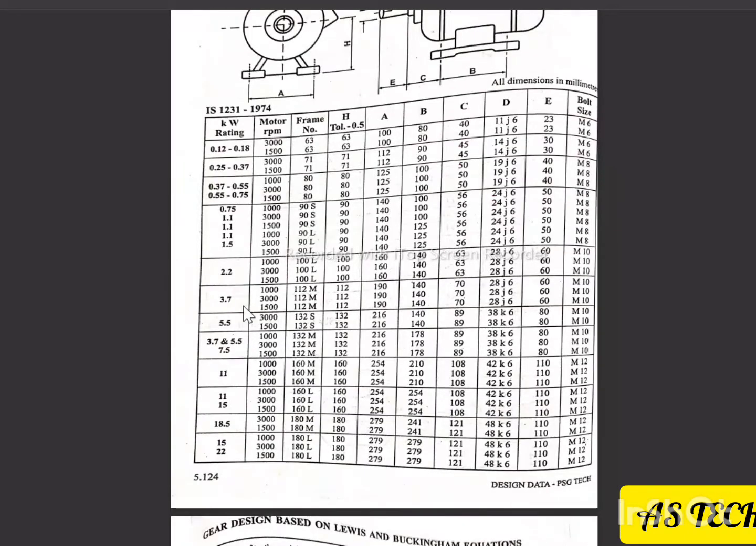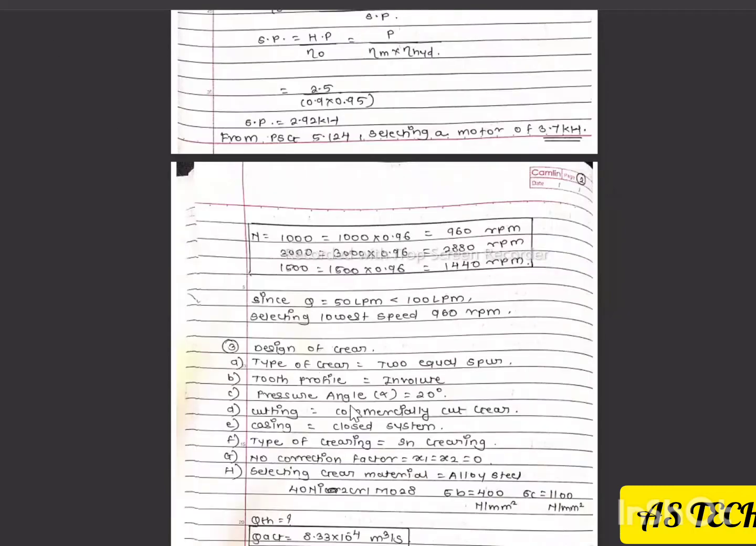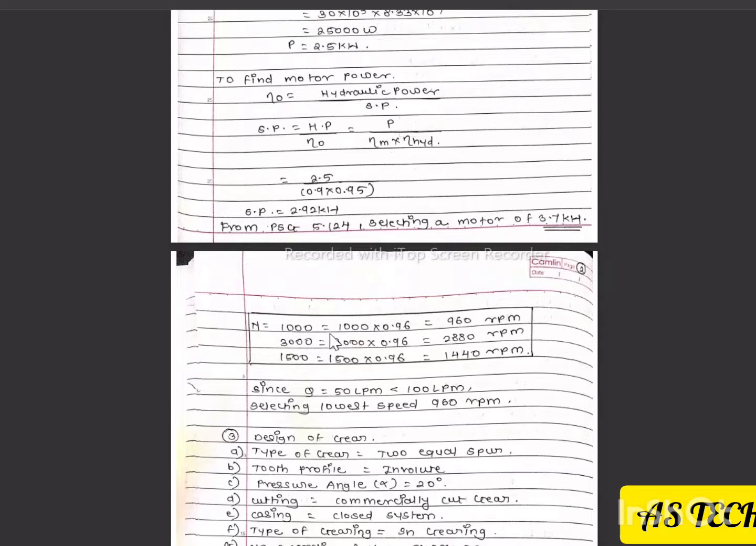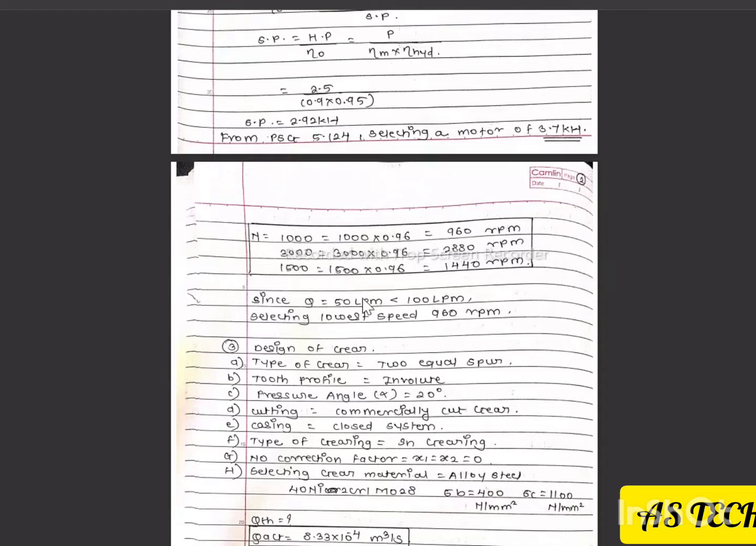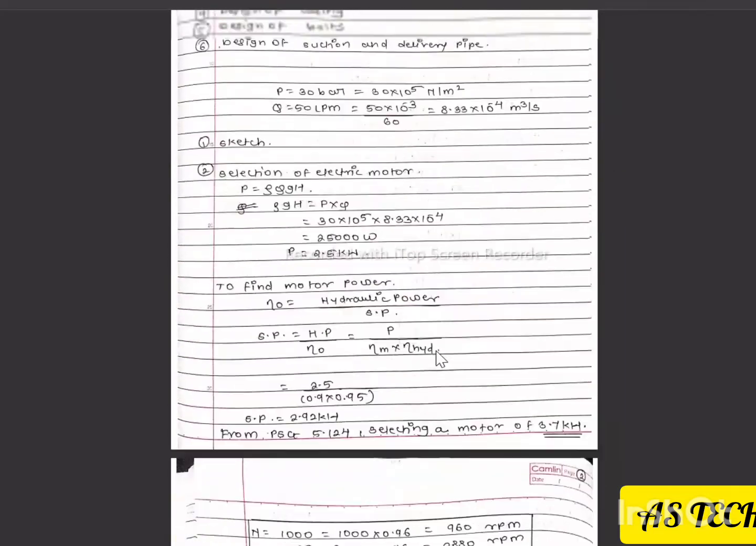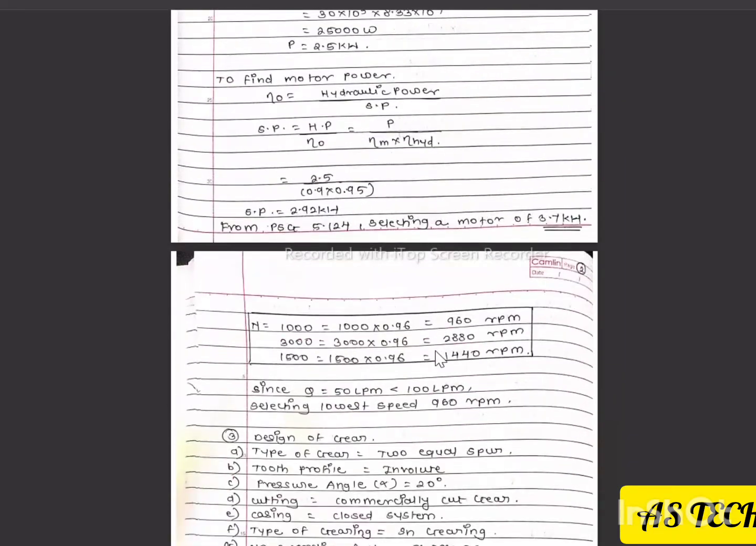For 3.7 kilowatt, three speeds are given in RPM, that is 1000, 1500 and 3000. As we know 4% is the tolerance, so multiply 1000 into 0.96, we get the value of the first speed, that is 960. Since Q equals 50 lpm, which is less than 100 lpm, if Q is less than 100 lpm, always select the lowest speed, that is 960 rpm. So this is the selection of the motor.